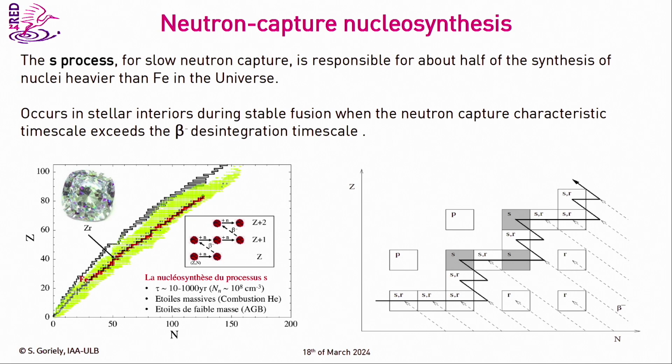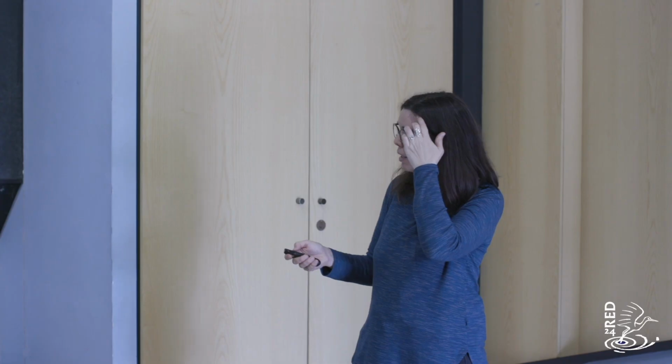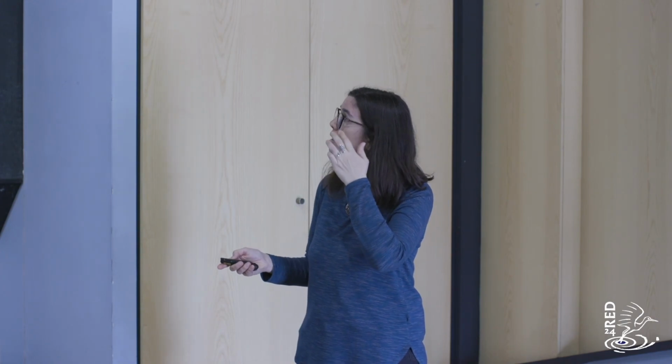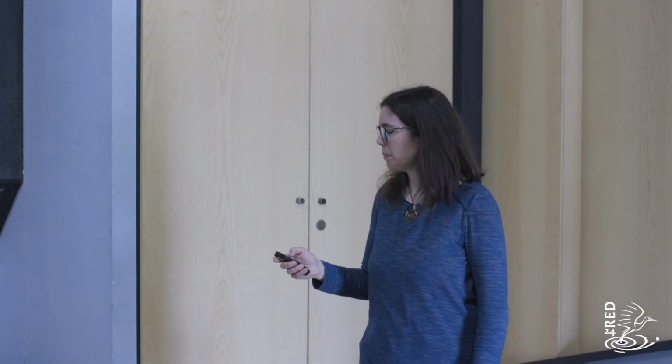This S process occurs when you have a density of neutrons of about 10 to the 8 neutrons per cubic centimeter, with a timescale of between 10 and 1,000 years. And it happens inside the massive stars, but also inside low mass stars when they are very evolved. And I will show you why it happens, not in the next slide, but in following slides.